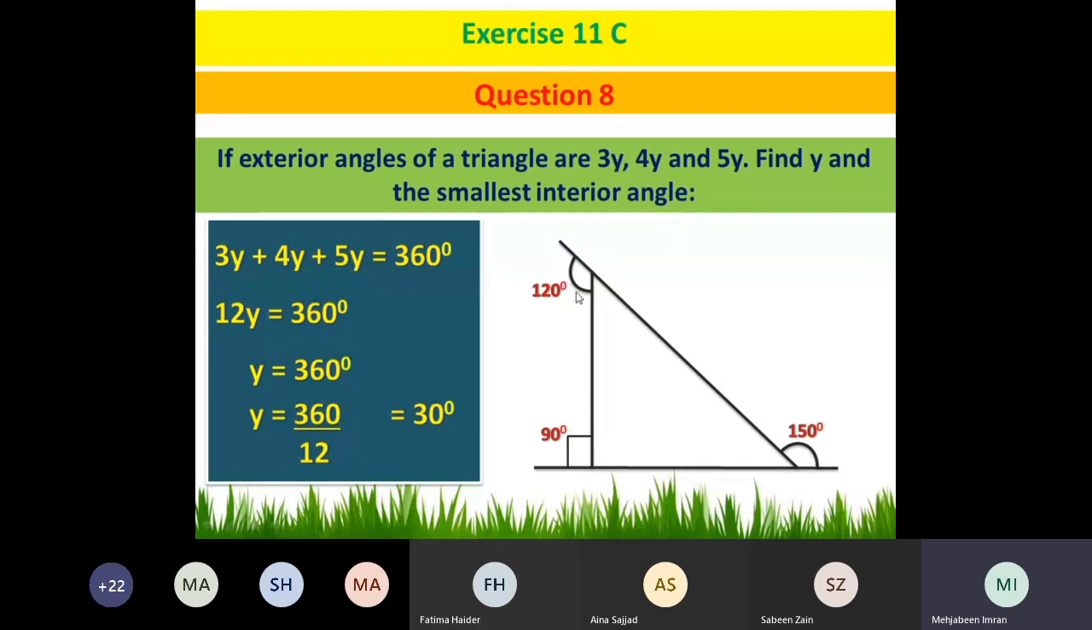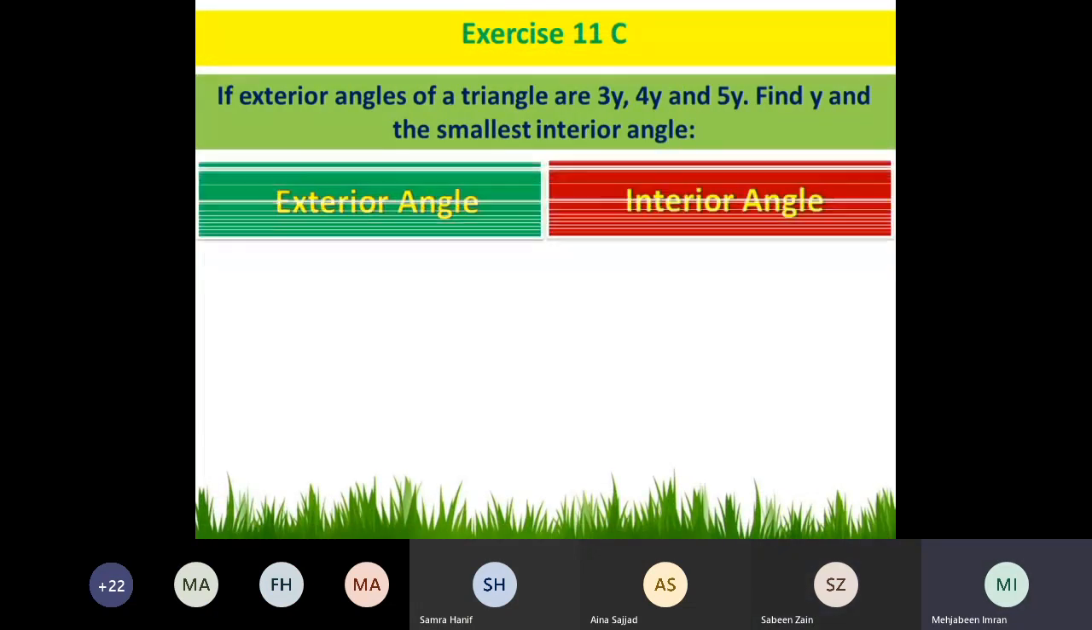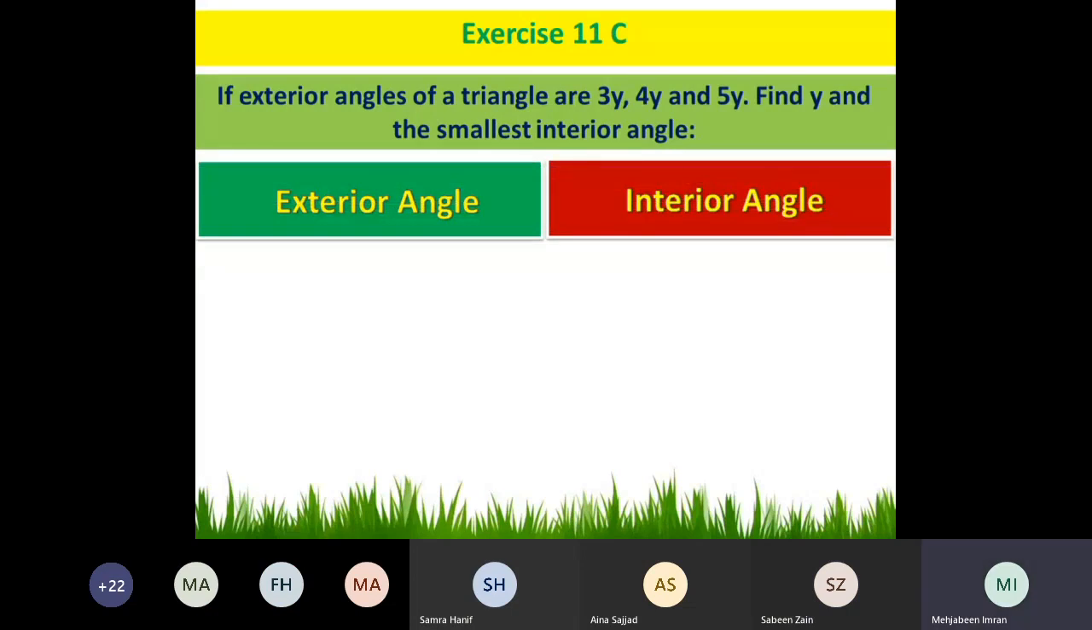Please do the working for 120 also and tell me what will be its interior angle. 60. Very quick. 120 minus from 180 is 60 degrees. Too good. What about this 150 thing? 30. Very good. 30 degrees. Now I have this working ready for you also. I've given the headings exterior and interior.